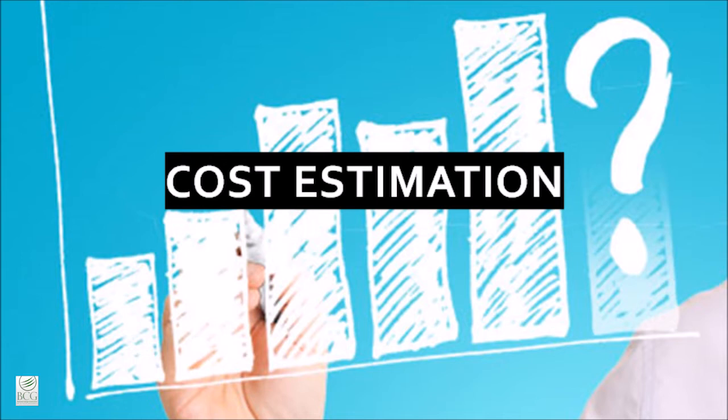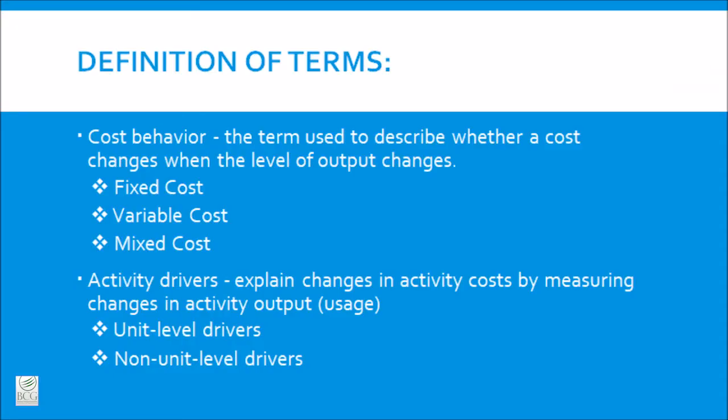Now, cost behavior is the term used to describe whether cost changes when the level of output changes. There are three cost behaviors: fixed cost, variable cost, and mixed cost. Fixed cost remains constant even if the output changes, and it doesn't change relatively even if you have produced so many. But it should be taken note that the fixed cost will not change only if the output production remains within the relevant range.